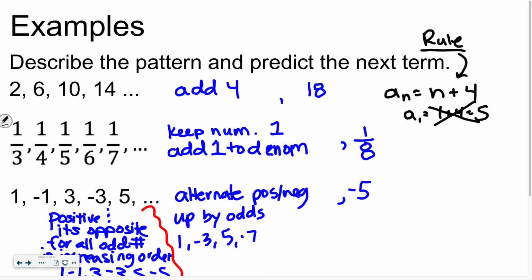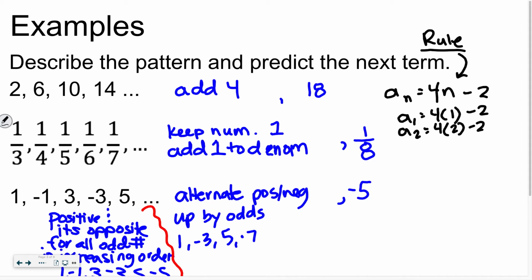4 times 10. So when you keep adding 4, repeated addition is really multiplication. So rather than saying n plus 4, we should write n times 4, which I would generally write as 4n. Okay. And then a sub 1 would be 4 times 1, which is 4. Still not the same, but I can tweak it a little bit. Minus 2. And then 4 minus 2 is 2. And if I check the second term, 4 times 2 minus 2, that's 8 minus 2, which is 6.